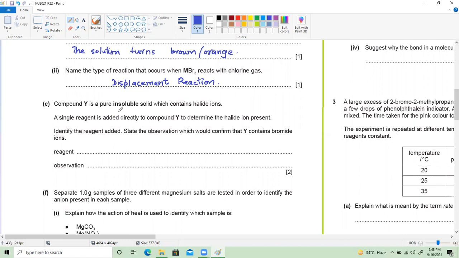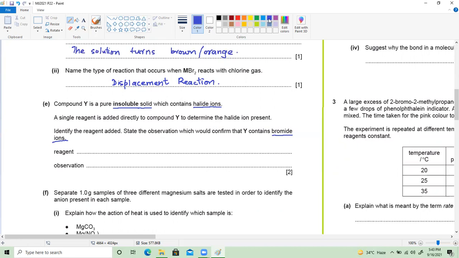Compound Y is a pure insoluble solid which contains halide ions. So it's a different compound that has been mentioned in this part of the question. They're telling that this is an insoluble solid, and this insoluble solid has halide ions in it. A single reagent is added directly to the compound Y to determine the halide ion present. Identify the reagent added, state the observation which would confirm that Y contains bromide ions.